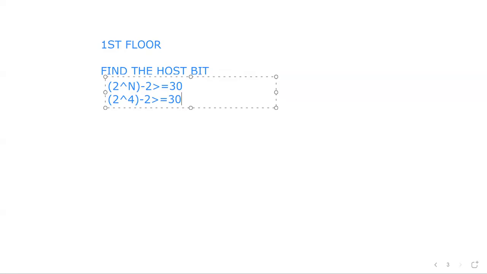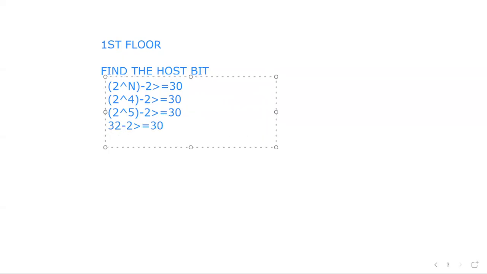No. Then put 2 to the power 5, which is 32. Subtract 2 is greater than or equal to 30. What will come? 32 subtract 2 is 30, greater than or equal to 30. So the value of n is equal to 5. Right?